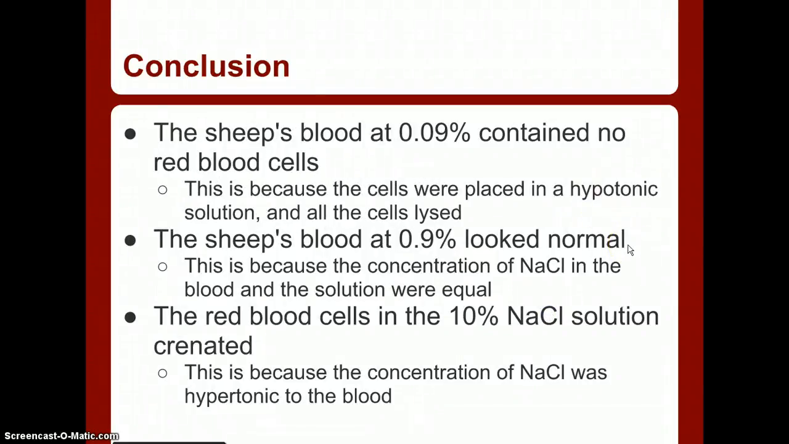And next was the sheep's blood. So the sheep's blood at 0.09 concentration contained no red blood cells, and that's because all the cells were placed in a hypotonic solution and the cells lysed because they had much more water than the solution. The sheep's blood at 0.9% looked normal, and that's because the concentration of sodium in the blood and the solution were equal. And the red blood cells in the 10% salt solution crenated, and this is because the concentration of sodium was hypertonic to the blood.